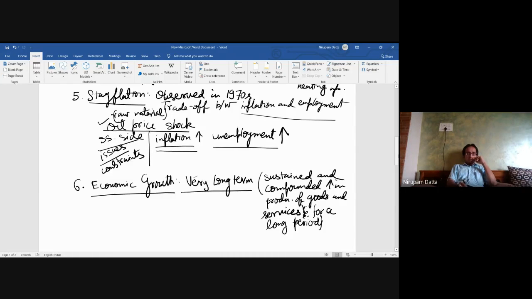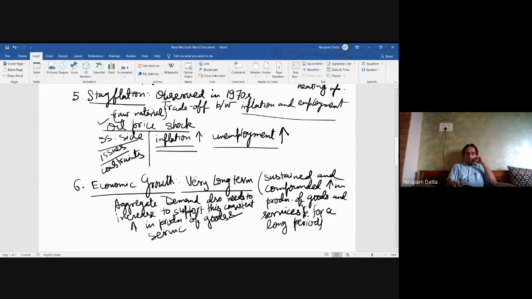But one needs to keep in mind that aggregate demand also needs to increase to support this consistent increase in production of goods and services, isn't it?